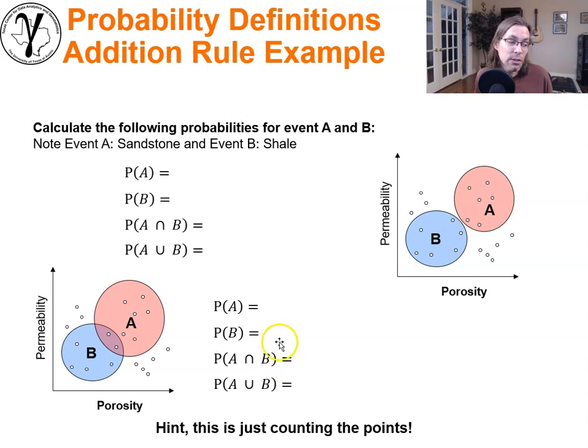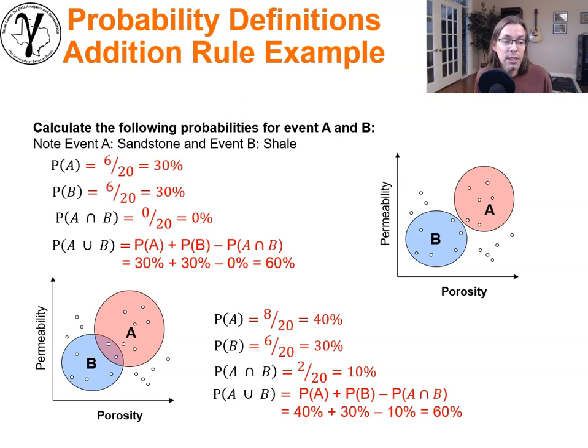I'll show you the answers in 3, 2, 1. So this is what it looks like, pretty straightforward. Probability of A, just 6 samples in A.